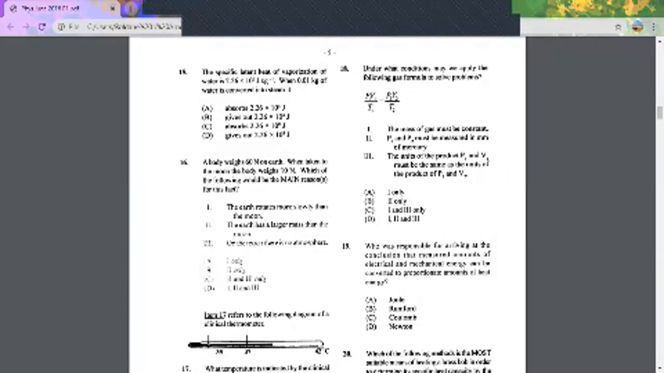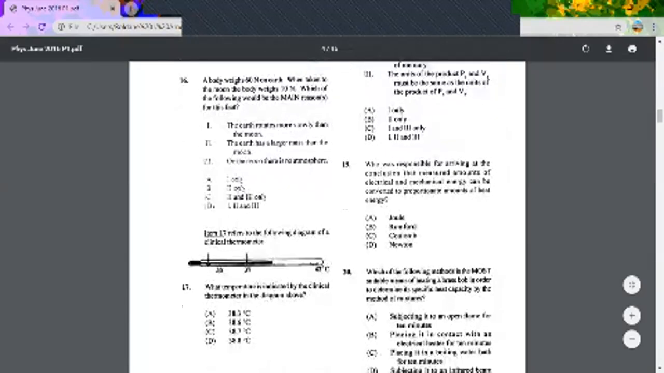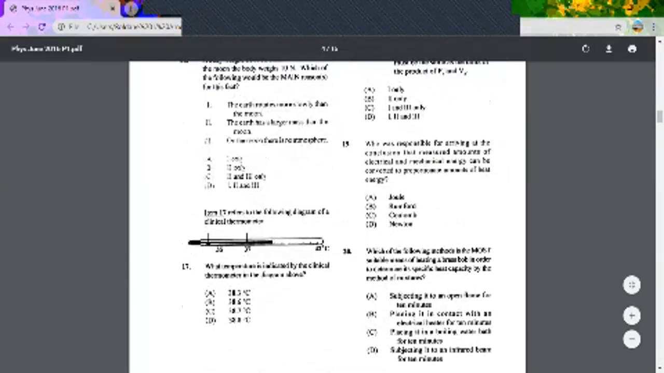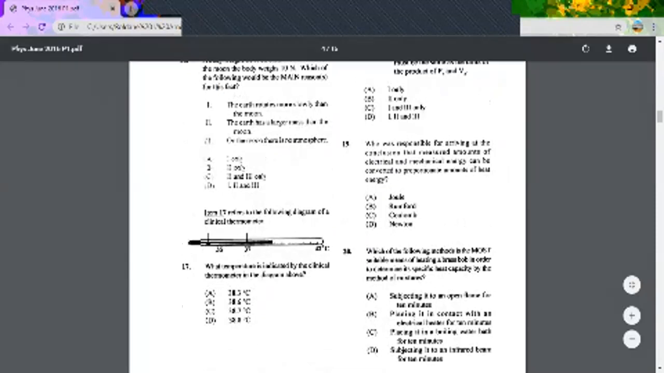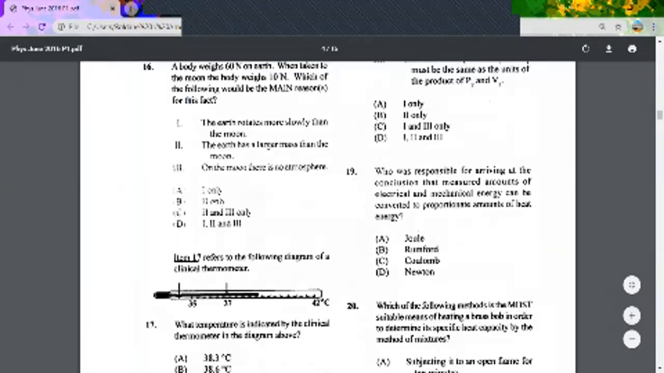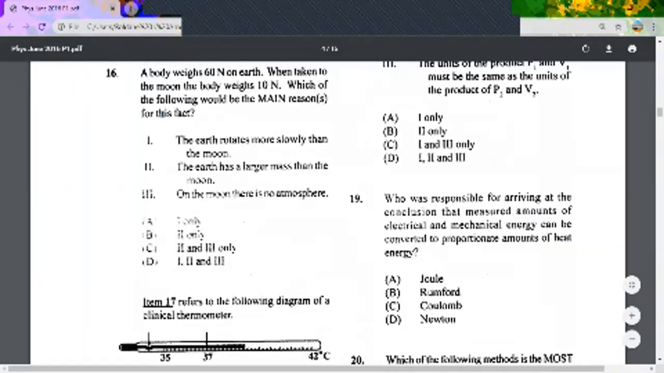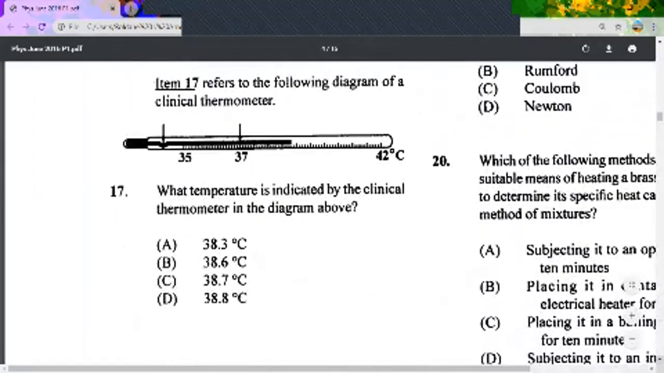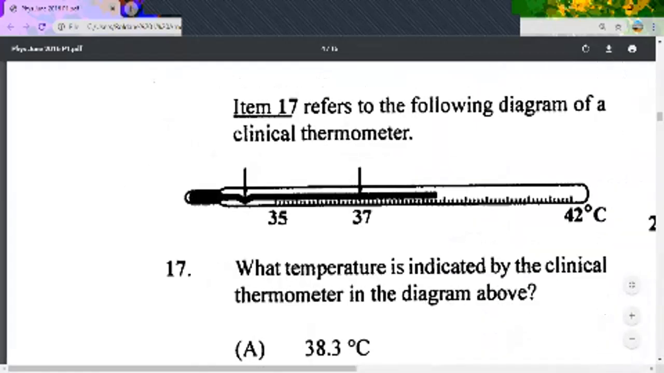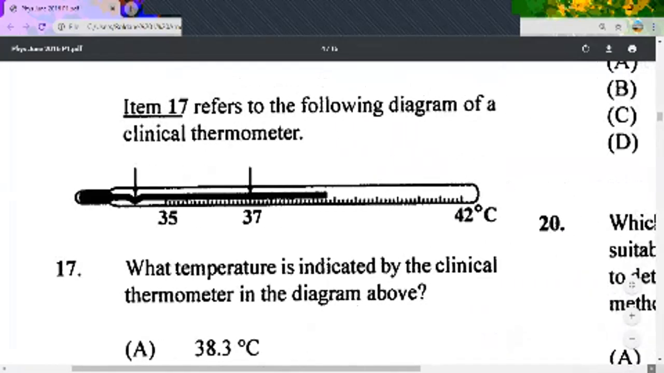Moving on to 17. Let's go down there and see what's happening. 17 says, what temperature is indicated by the clinical thermometer? Let's zoom in on that. Zoom in a little more, a little more. Let's look at it. Let's zoom in a little more. I still can't see. I don't wear glasses. Yes, this should be good for you.